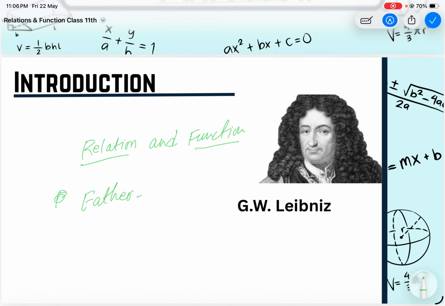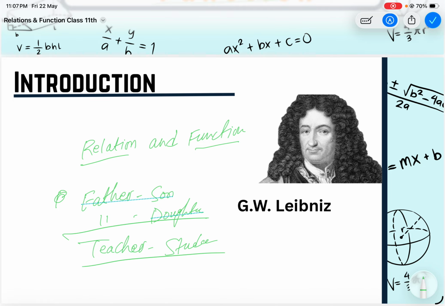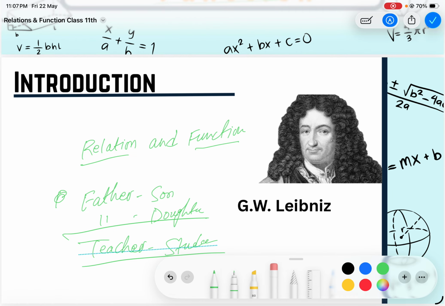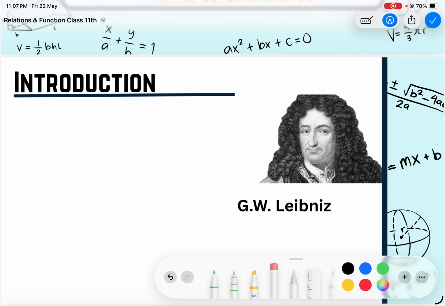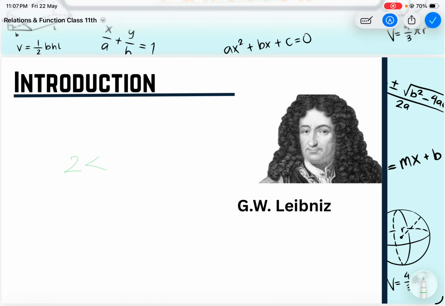in our real life we have relations like father and son, father and daughter, teacher and student. There are so many relations in our real life. Same as in mathematics, there are so many relations between different concepts. For example, let me write it here: the relation between two numbers. 2 is less than 4, this is also a relation, right?